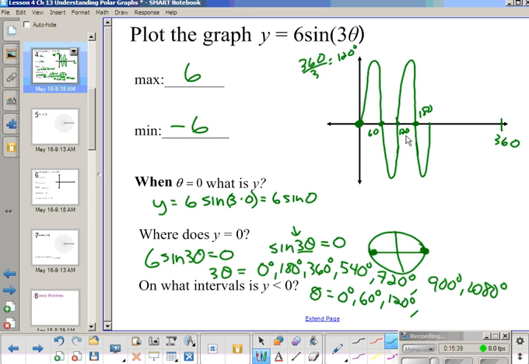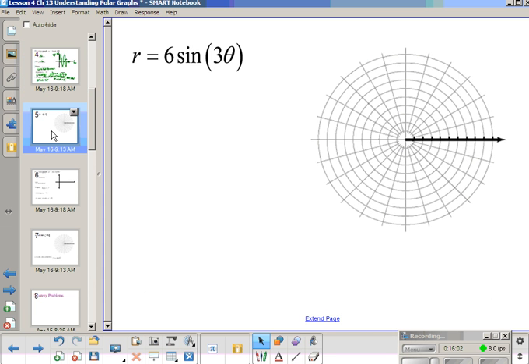So all those places. Then when is y less than 0? Well, the first interval where y is less than 0 is from 60 to 120. And then I go positive for a while, and then I have another interval, which would be 180 to 240. And so that's what's happening. Okay, and I get that picture. Now we come over here and we're going to relate that to our r equals.